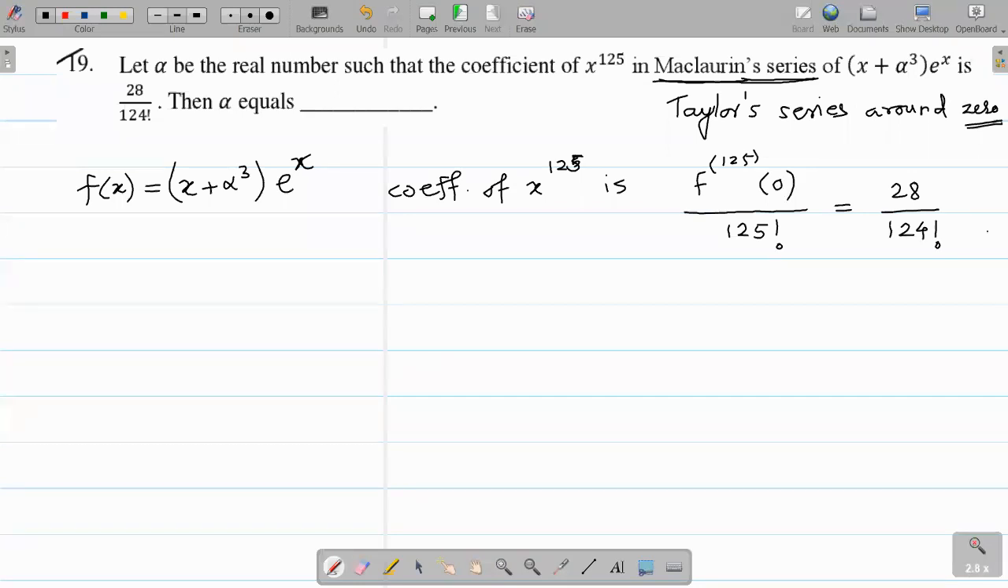Someone is unmuted. Achal, you can mute.